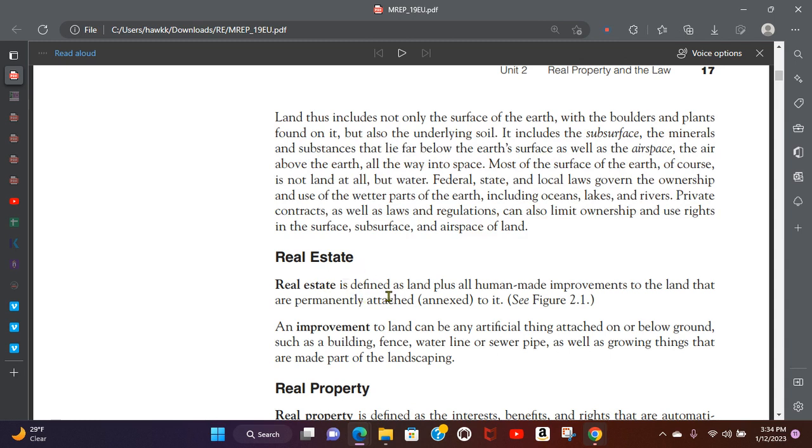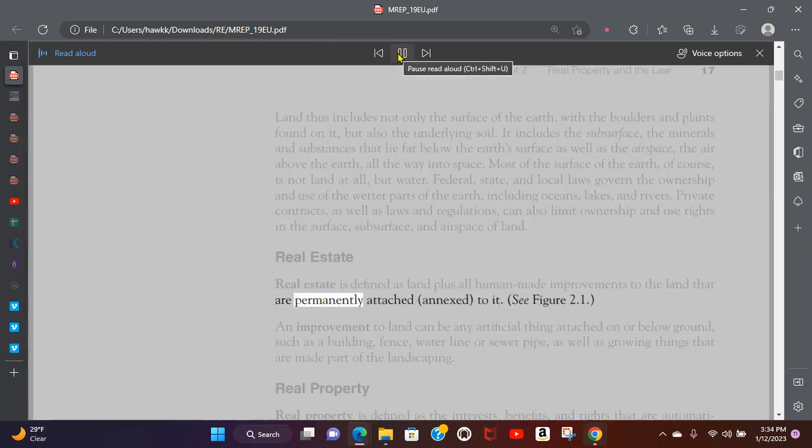Then real estate. Real estate is defined as land, plus all human-made improvements. Human-made improvements. So I could say, oh, you need a gate. And you'd be like, no, I don't need a gate. So I put the gate up. That's my human-made improvements to the land that are permanently attached or annexed to it. See Figure 2.1.